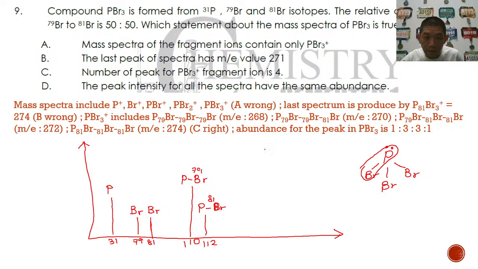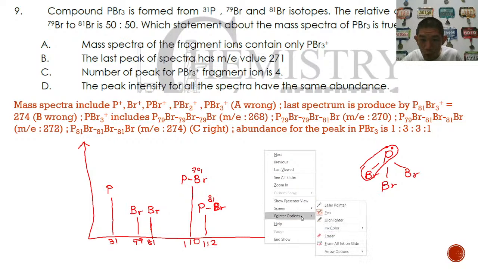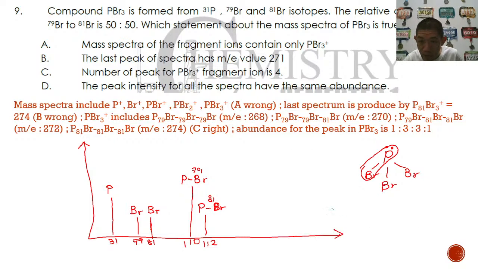Okay, so this is for number 1. And then number 2, what happens to the another possible structure? Another possible structure is you have PBr2 here. So in PBr2, you have 3 possible arrangements. What are the 3 possible arrangements?